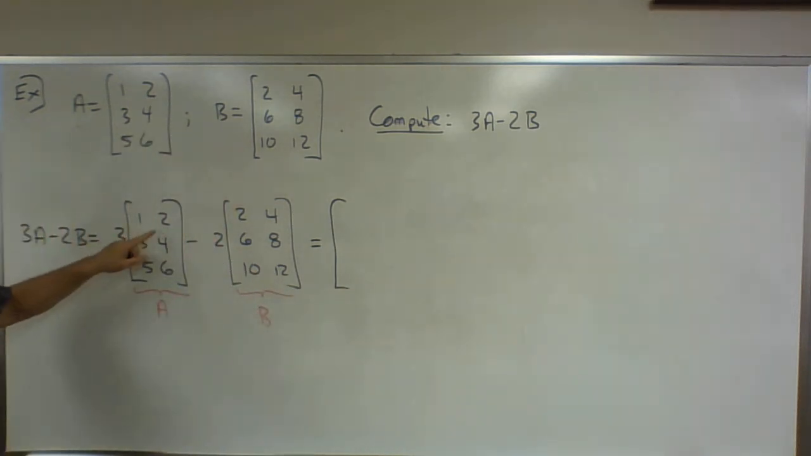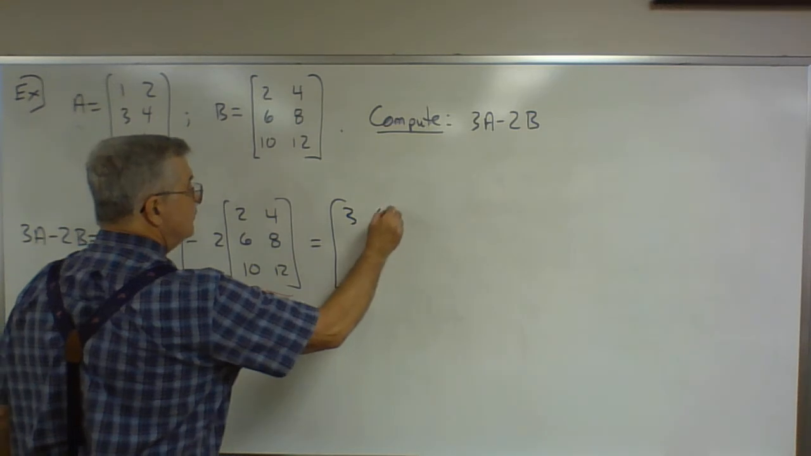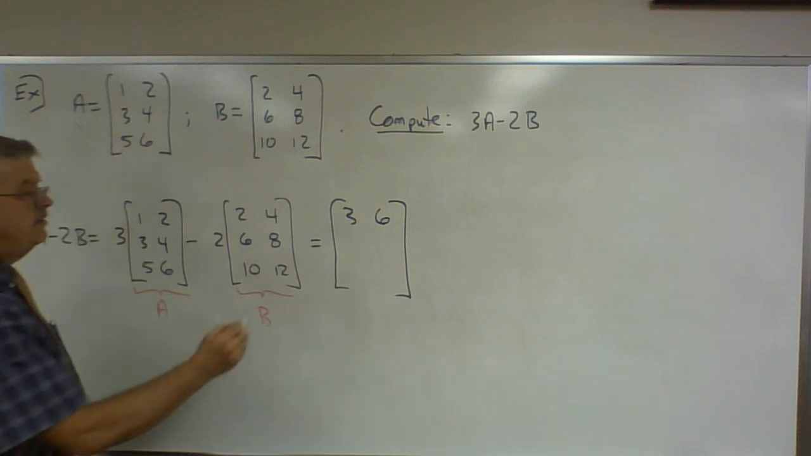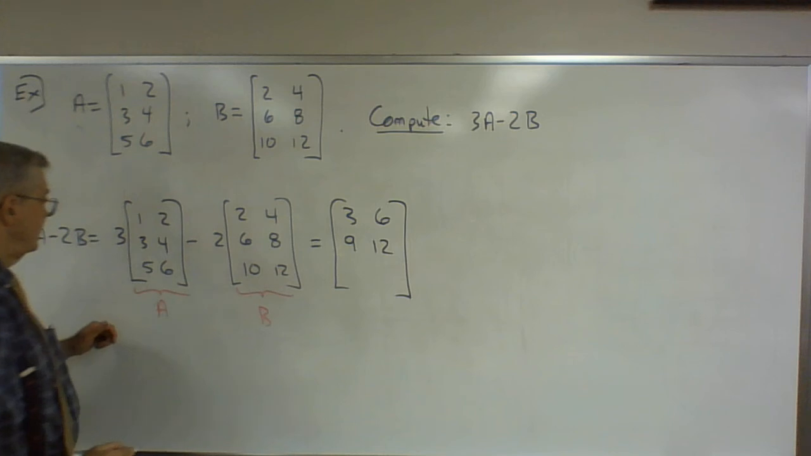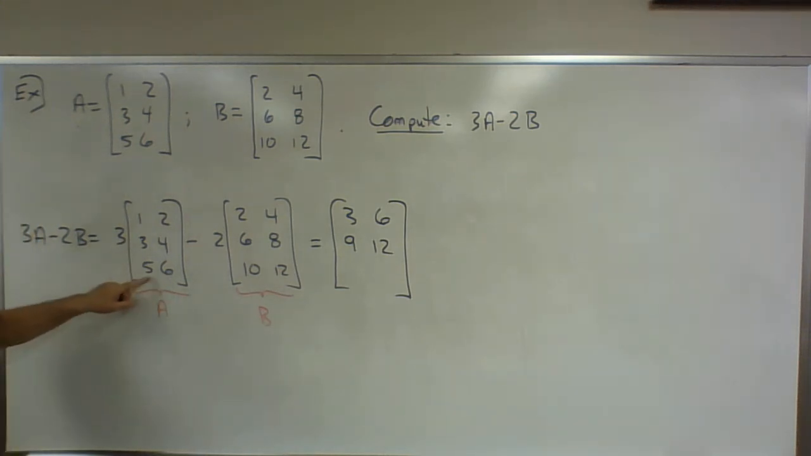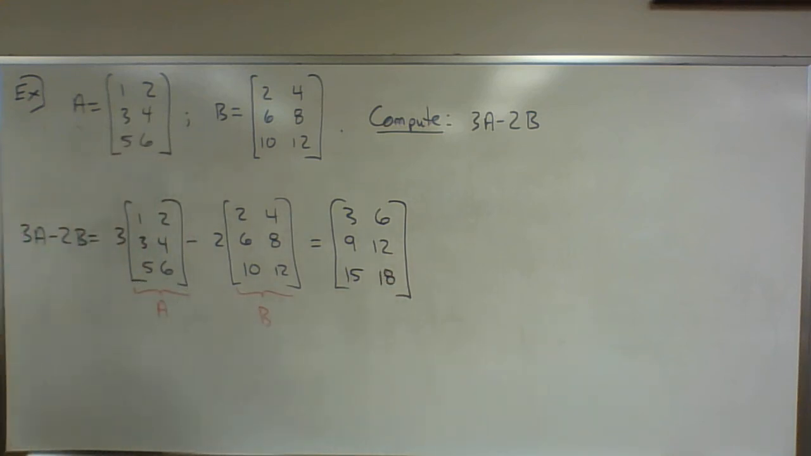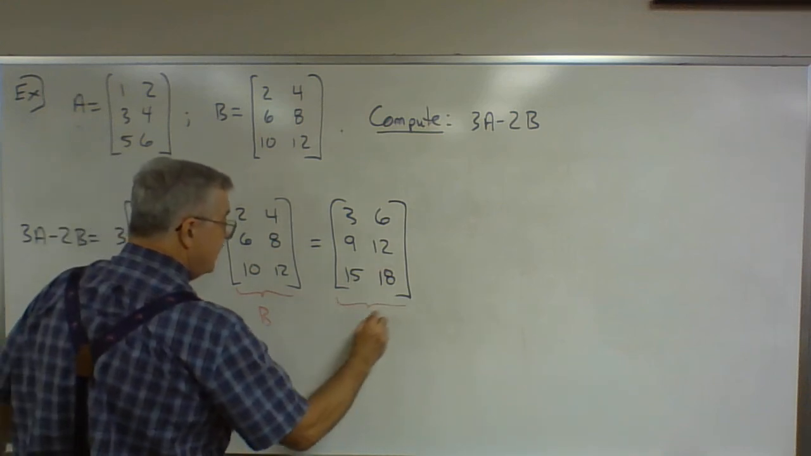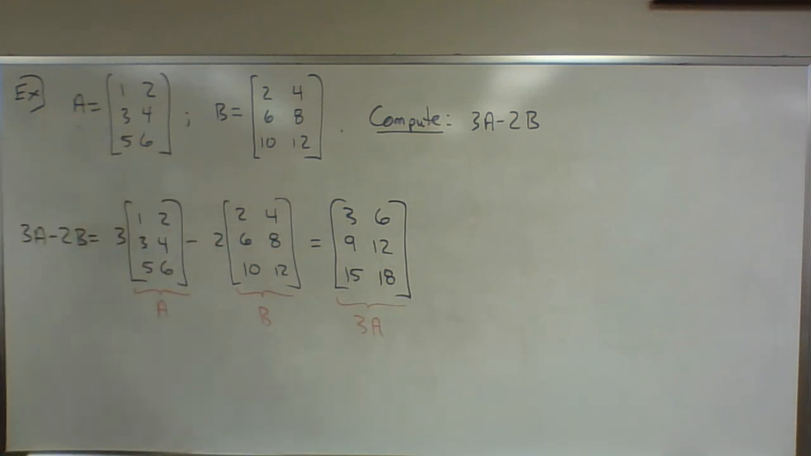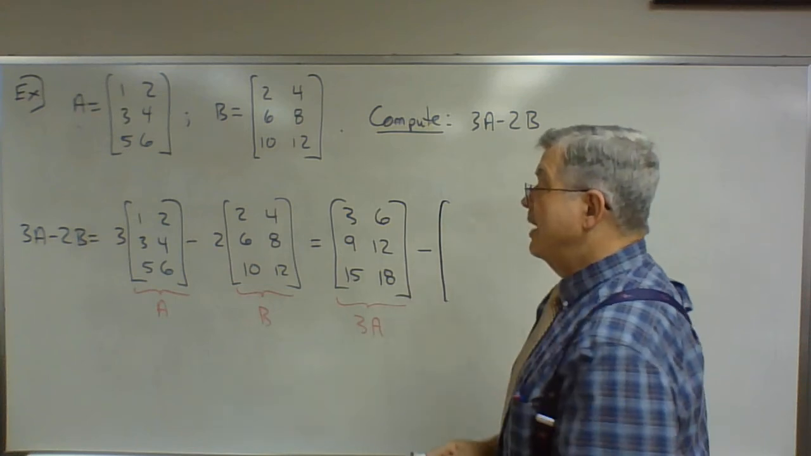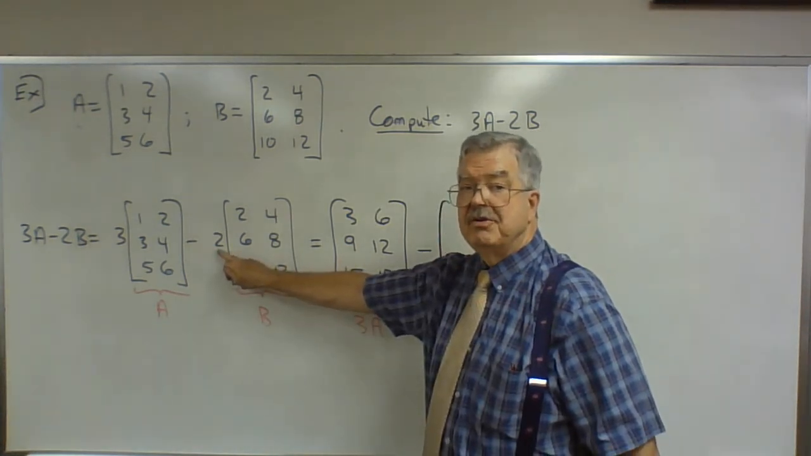Multiply 3 times the first row, 3 times 1, 3 times 2. So that's 3, 6. 3 times 3, 3 times 4, that's 9 and 12. And 3 times the last row, 3 times 5 is 15, 3 times 6 is 18. And this is 3A. Now we still haven't done this multiplication yet, so let's do it now.